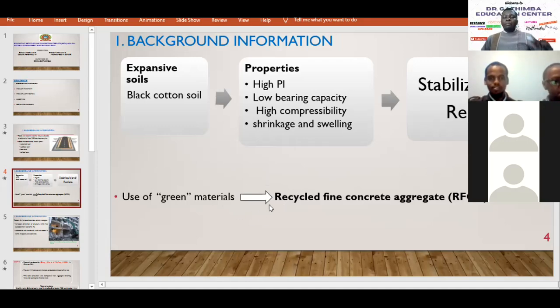Yes. You can put a small table showing the requirement so that you move from expansive. Maybe you're not even going to change to delete or to move that last box. But once you talk about black cotton soil and you say the properties, then there is a small table that you have there showing the requirement, and that will come before the stabilization requirement. Just play with the animation. So the expansive soil will be animation 1, properties animation 2, then the table 3, then stabilization 4. Then you can conclude here with recycled fine concrete aggregate because of the availability.